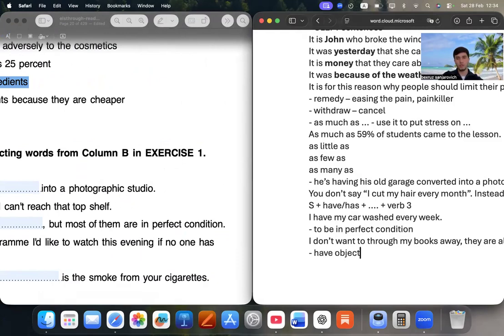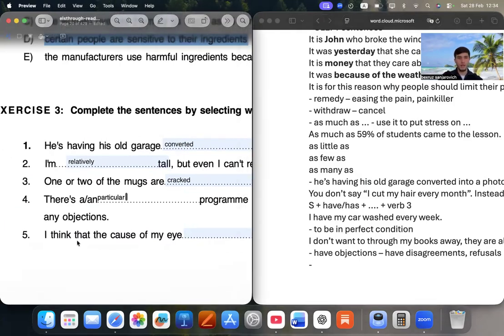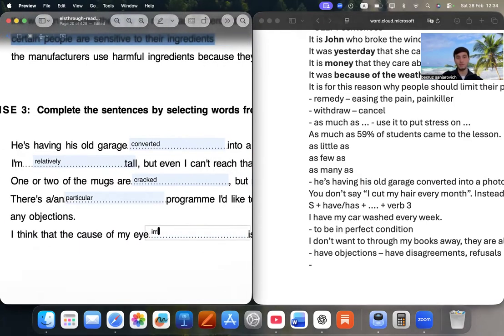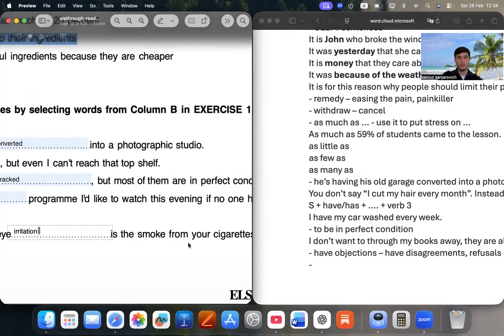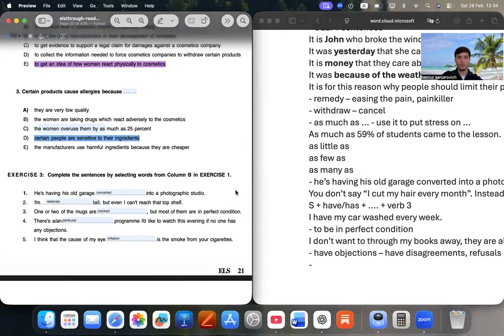Have objections. Like have disagreements, refusals. Yep. I don't have any objections, I can say, yeah. I think that the cause of my eye irritation is the smoke from your cigarette. And yes, we are done with it.